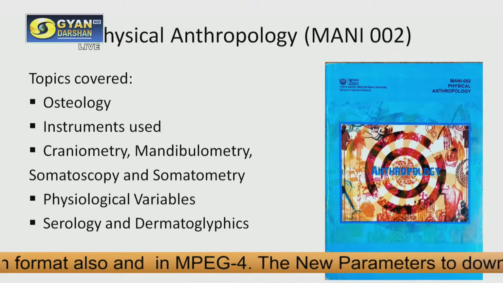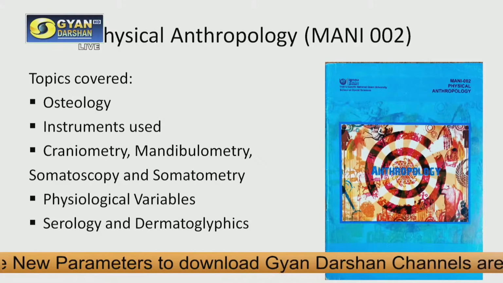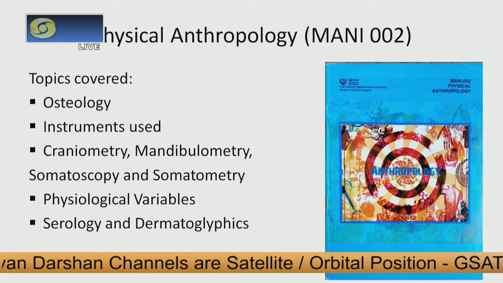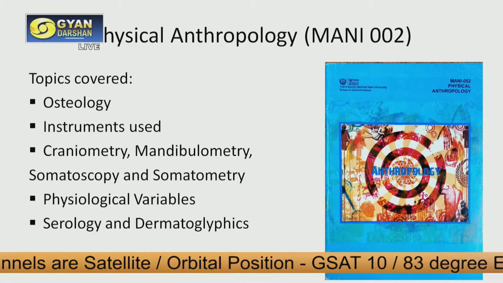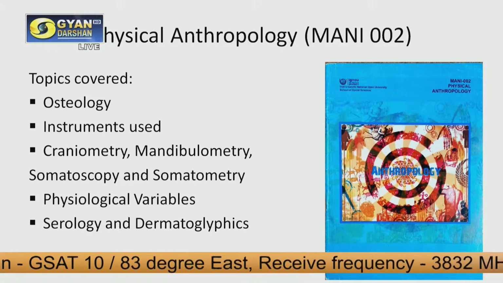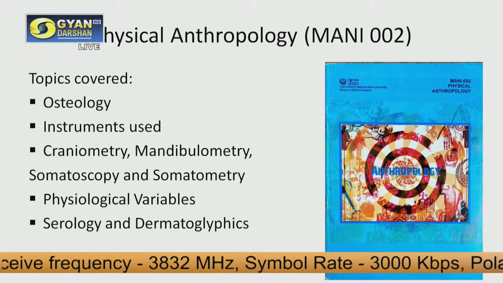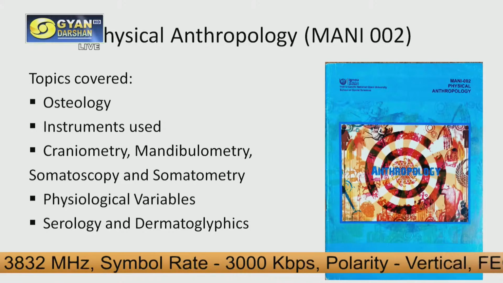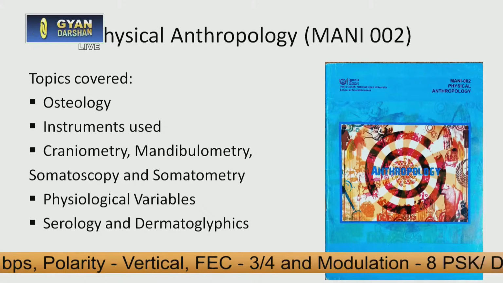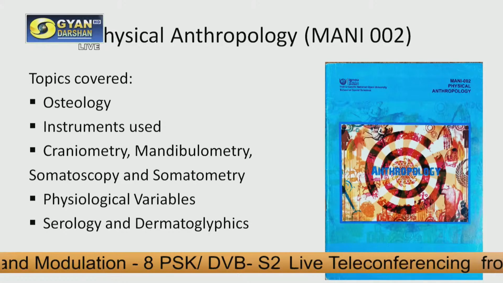Then, let us have a brief discussion on the contents of the practical course on physical anthropology. The topics covered are osteology. Osteology deals with how many bones there are and what kind of bones there are in the human body. The second chapter talks about the instruments used for anthropometry, craniometry, mandibulometry, etc. And we have a chapter on craniometry, mandibulometry, somatoscopy and somatometry.